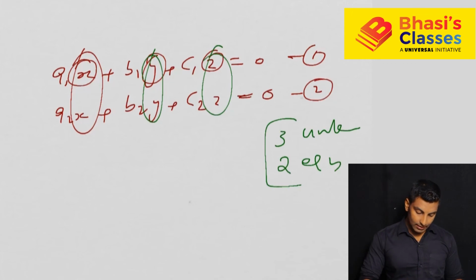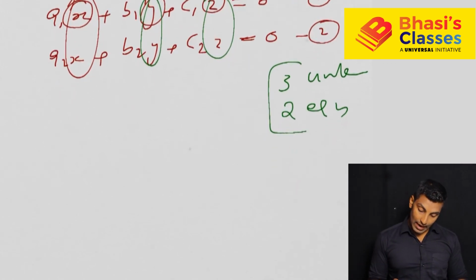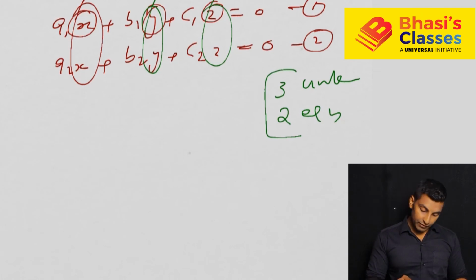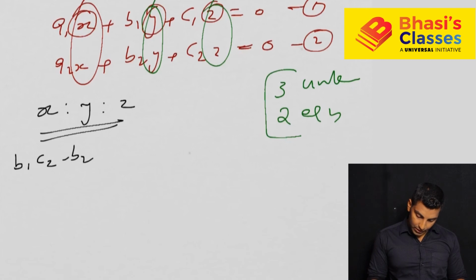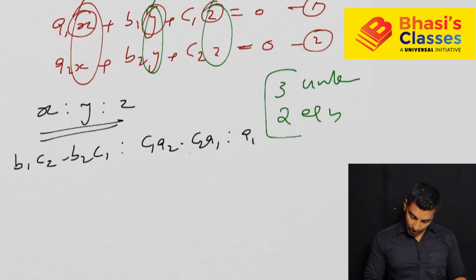Now the common sense is, see, if you have three unknowns and only two equations, you cannot solve this question. Without getting the third equation, you cannot solve this question, okay. But you can understand the ratio. See, even if the third equation is not available, we can find the proportion x is to y is to z, okay. See, x will be b1c2 minus b2c1, okay. Y will be c1a2 minus c2a1. Z will be a1b2 minus a2b1.